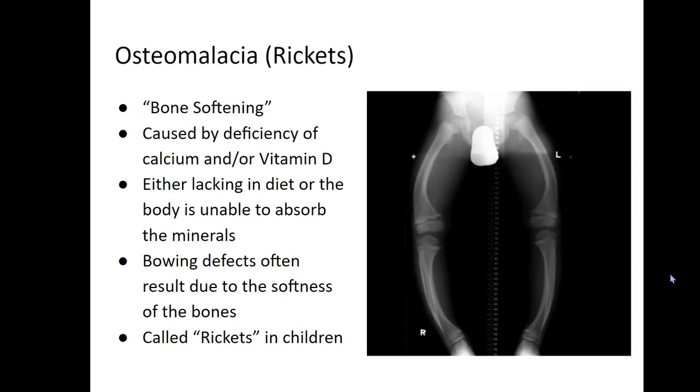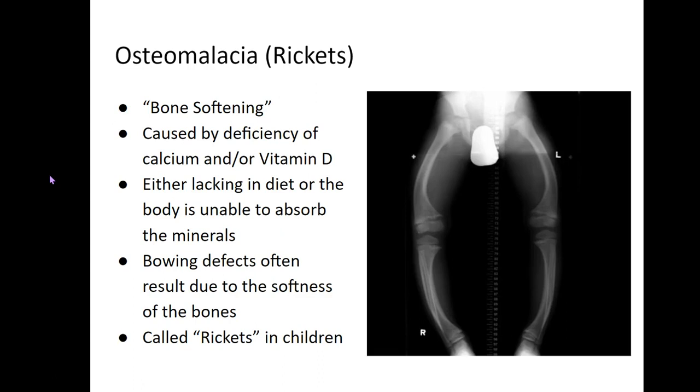Okay, next, osteomalacia. This is also known as rickets, which maybe you've heard of. Osteomalacia is a condition of bone softening, and it is caused by a deficiency of calcium and/or vitamin D. And that deficiency is either caused by a lack of healthy food in the diet of the individual, or the individual's body is unable to absorb the calcium and the vitamin D that they do intake.